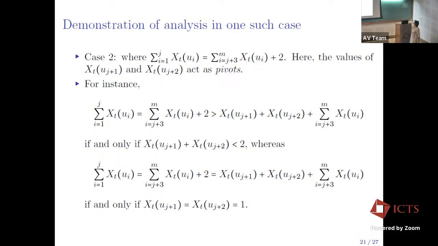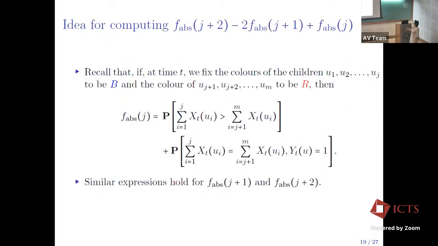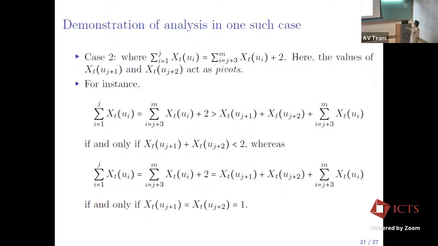Now, in this case, we are interested in looking at this and this, and when can those two things happen? So the summation from 1 through j of X_t(u_i), we want to say when that might exceed the summation i running from j plus 1 through m of X_t(u_i), which is this sum. And this can exceed this under this condition if and only if this sum is strictly less than 2. The other possibility is that this is equal to this, which can happen if and only if this sum is equal to 2, which happens if and only if each of them is equal to 1.